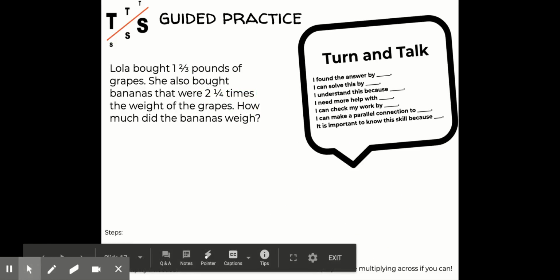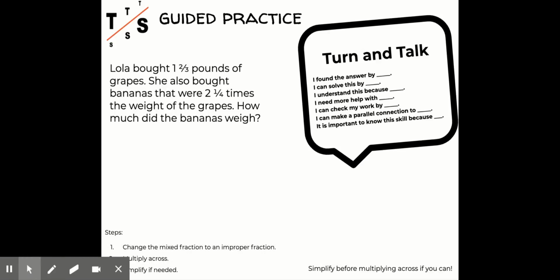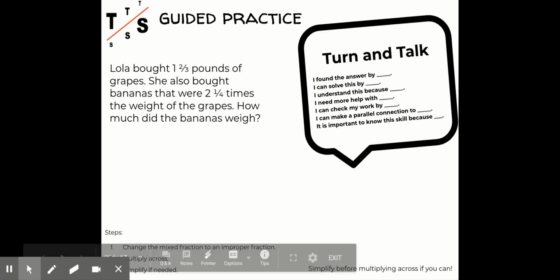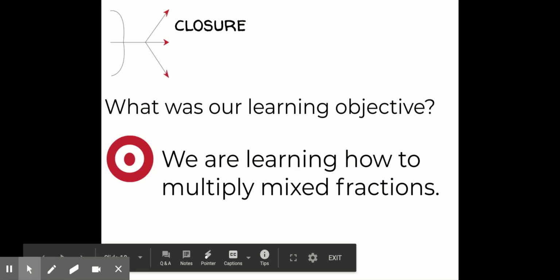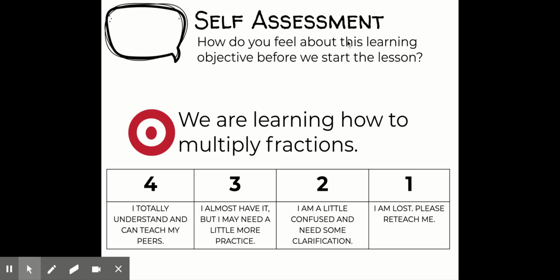It is important to know this skill because we can actually use it in real life situations when we're cooking, when we're trying to figure out doing projects around the house, and we're looking at measurements that are fractions, and when we need to multiply to find out certain things that we're doing around the house. So what was our learning objective for today? We're learning how to multiply mixed fractions. How are you feeling about today's lesson? Are you at a 4, 3, 2, or 1?